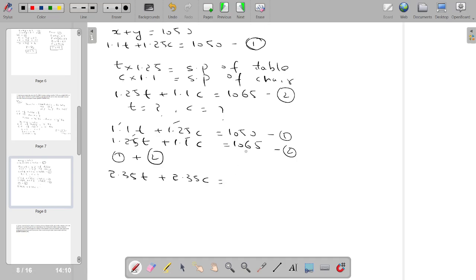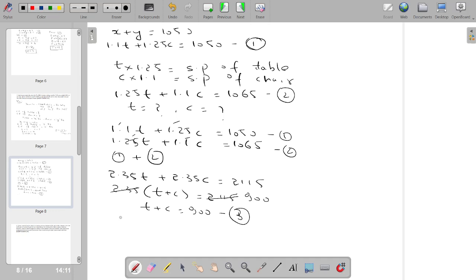So now 1050 plus 1065 is 2115. Okay, now 2.35 is common. 2.35 times T plus C is equal to 2115. Now 2115 divided by 2.35 is 900. So now T plus C is equal to 900. This is equation 3, we can call this as 3.